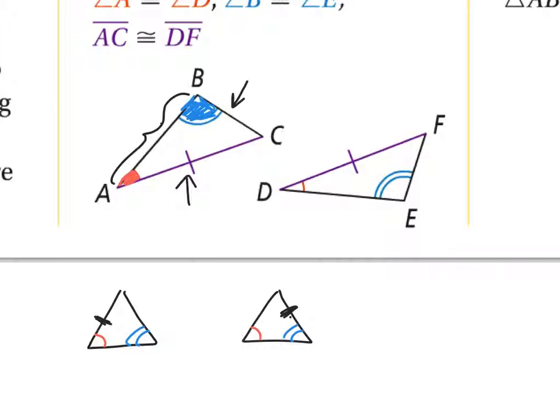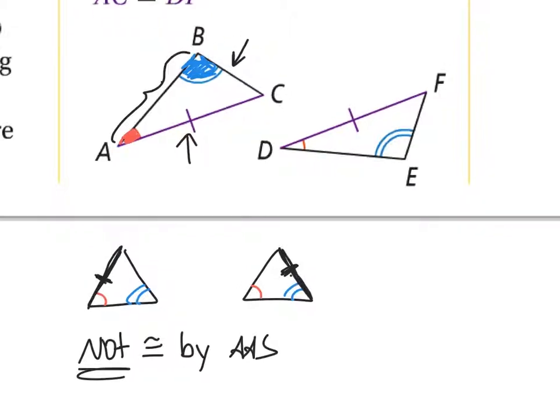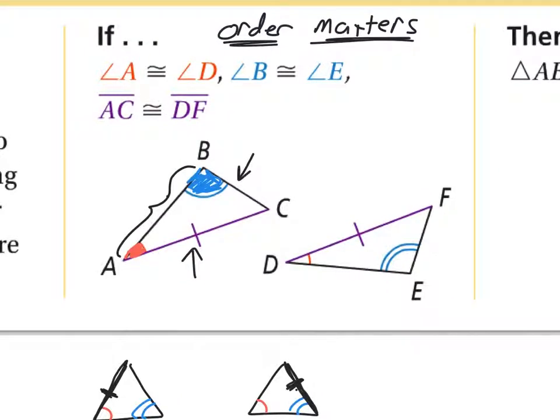This side comes off of that single marked angle. This side comes off of that double marked angle. It's the wrong side. It's not in the right corresponding position. So these are not congruent by angle, angle, side. Okay? They are not congruent by angle, angle, side. In order to be congruent by angle, angle, side, it has to be like the situation above, where our side is coming off of that red marked angle, and in the other triangle, that same side is still coming off of that red marked angle. It's in the appropriate order.